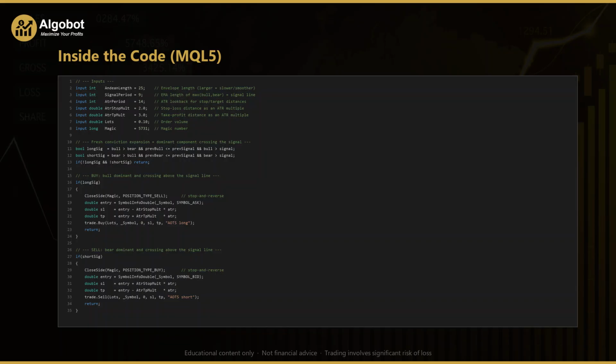When the long condition is met, the code first closes any open short, applying the stop and reverse rule, then reads the ask price as the entry. It sets the stop loss 2 ATR below and the take profit 3 ATR above and calls trade.buy. The short block mirrors this. It closes any open long, reads the bid as the entry, places the stop 2 ATR above and the target 3 ATR below, and calls trade.sell.